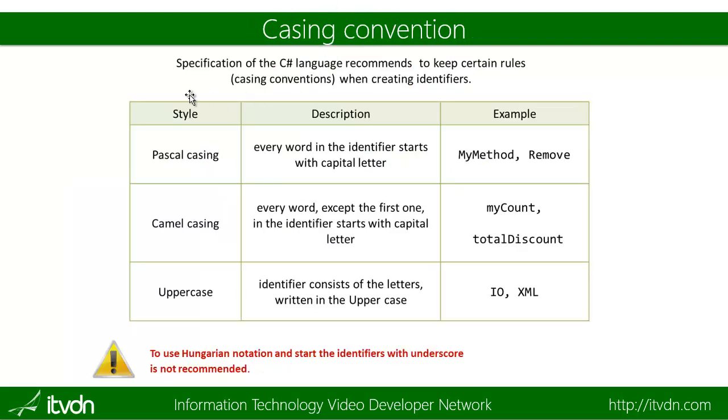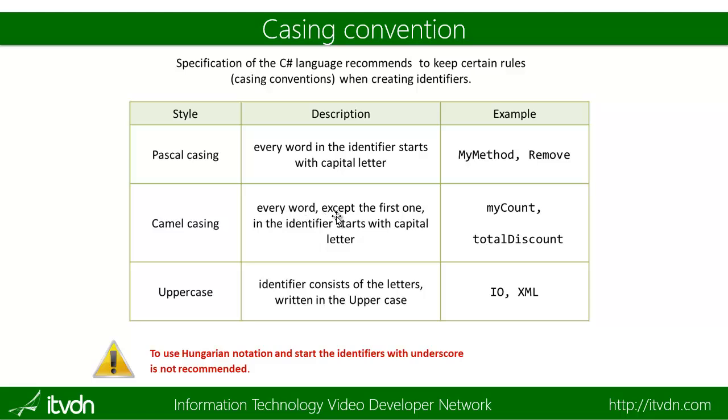Case and convention. The specification of the C# language recommends keeping certain rules, case and conventions, when creating identifiers. So look at this. We have Pascal casing, camel casing, and uppercase. In Pascal casing, every word in the identifier starts with a capital letter. For example, MyMethod, you can see capital M, Method capital M, and Remove, capital R.